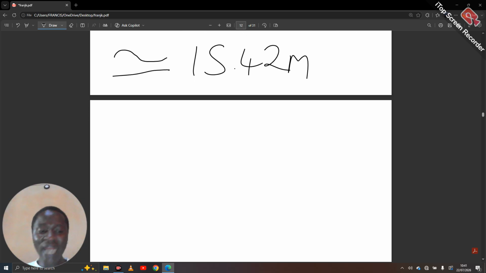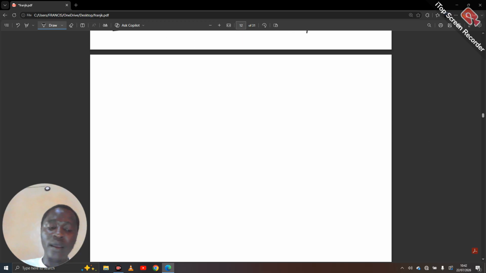Let us look at the last question, then we end our lesson. Okay. A particle is moving along a straight line such that its displacement s meters after t seconds is given by s equals t plus 3 over 2t squared minus t cubed.